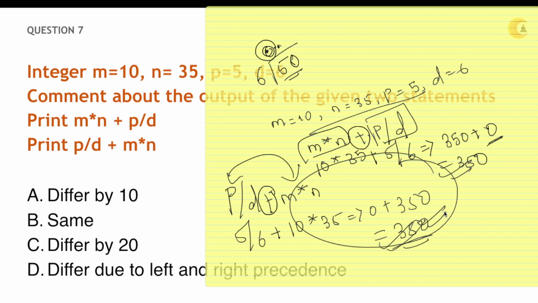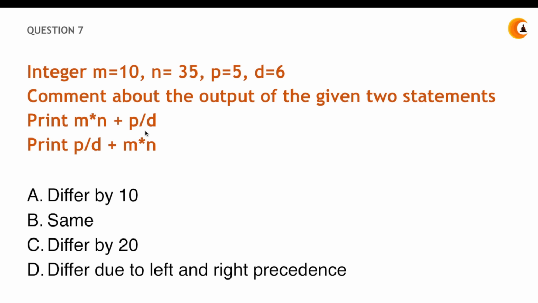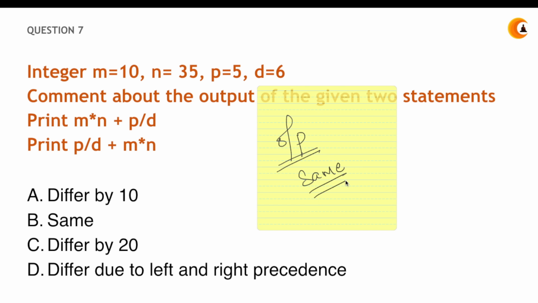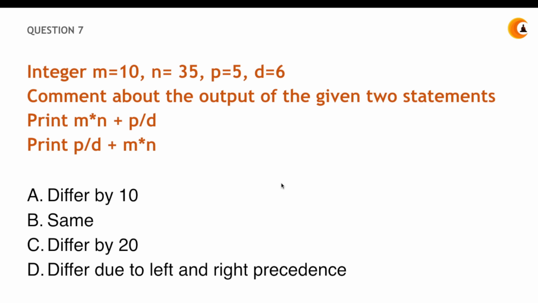Still, if you want to solve, you can solve it. But this is one of the shortcut tricks, because both of them have the same thing, and they both are joined by a plus. So the answer will not differ. So what will be your output? Your output will be the same. That is option number B. Alright?